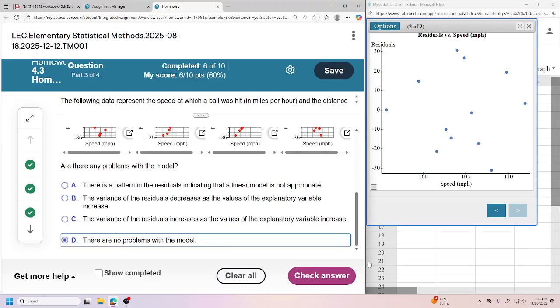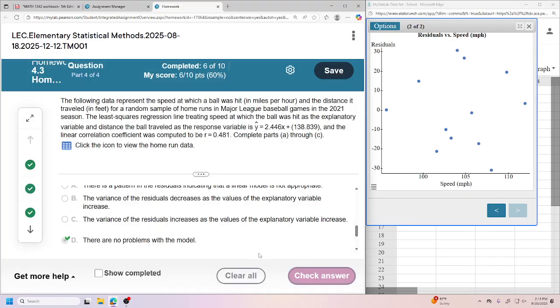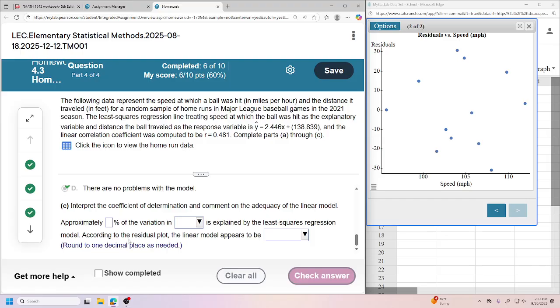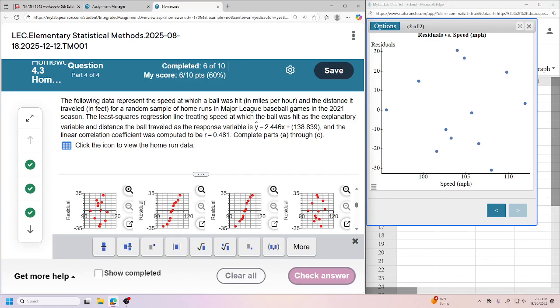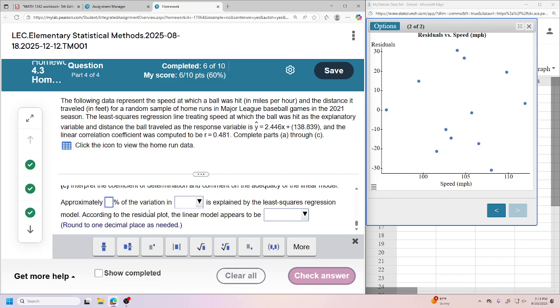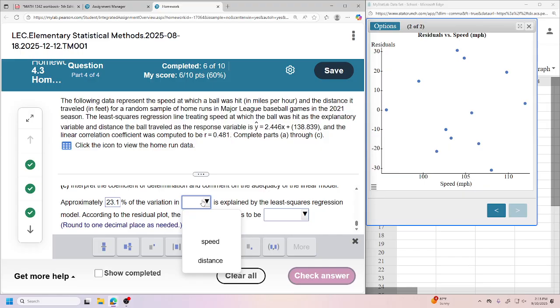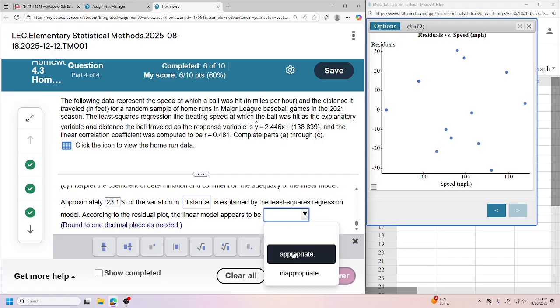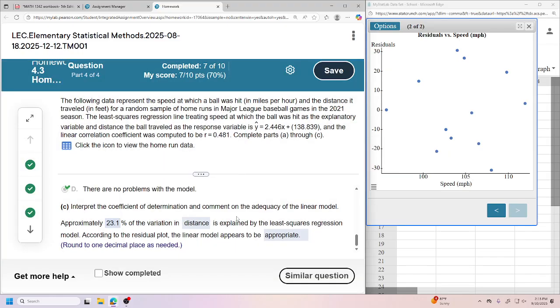D? Let's start with that, right? There we go, right? I like that. Thank you. No pattern, yes linear, I guess. So approximately blank, and this is that same number, I'm guessing. Yep, there you go, 23.1. Variation in, and this is always the y value, which is, what's the y value again? I think that's the x. Yeah, distance. Remember, I had to go back and read it again. But yeah, distance is my y value. And it appears to be appropriate, I guess. Again, no pattern, yes linear. Okay, that's kind of what they're trying to go with.